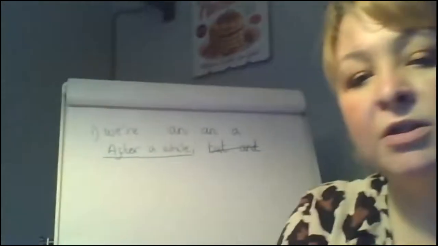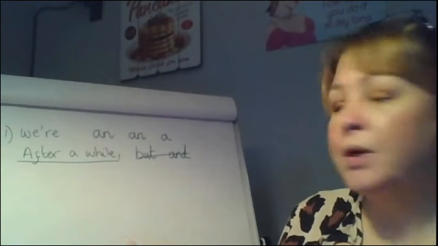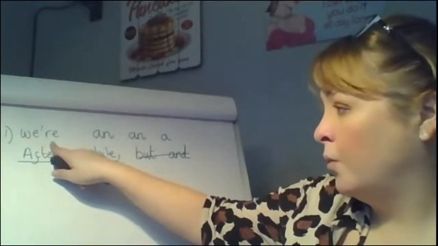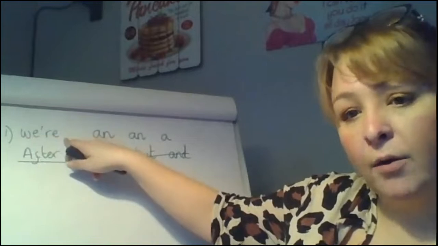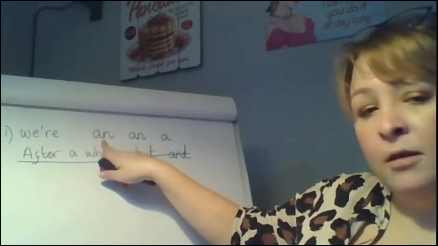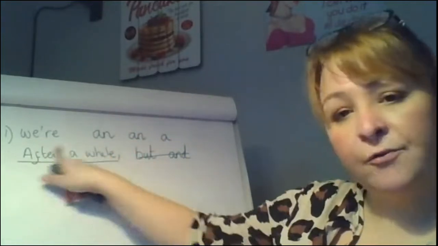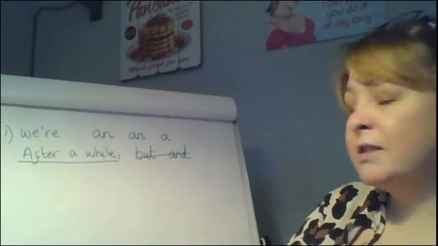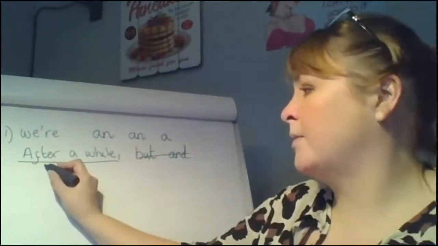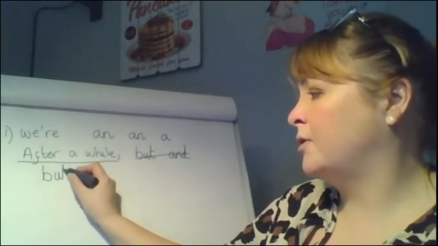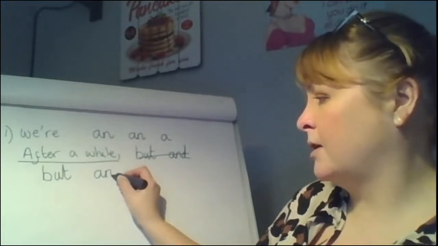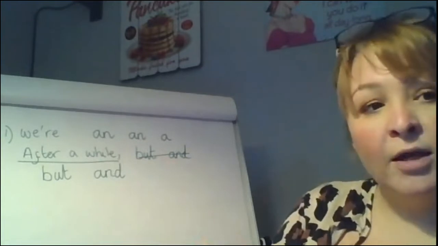Right, so the first question was asking you to contract we are. So we are becomes we're, as in we are going. Okay, you should have used an, and a. You should have underlined after a while. And the first, I did cross them out because I thought I'd made a mistake, but I haven't. The first conjunction that you needed to use was but, and the second was and. All right, those were the 2 that I was looking for today. Hopefully you got 5 out of 5 with that. So we are going to move on now.